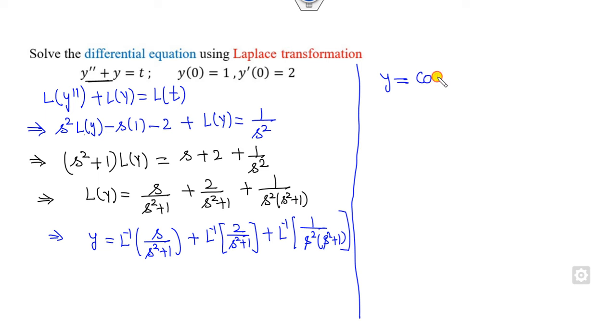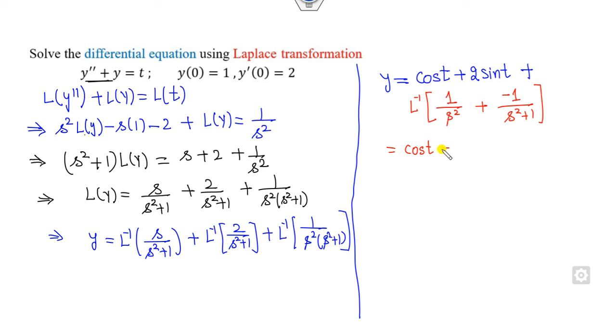It is cos of t. Then the 2 is outside, so it is 2 sine of t. Plus, how can you find this one? I can use partial fractions first. So I can write this as s square and s square plus 1, so it is plus 1 and minus 1. Fine. So now it is cos of t plus 2 sine of t.